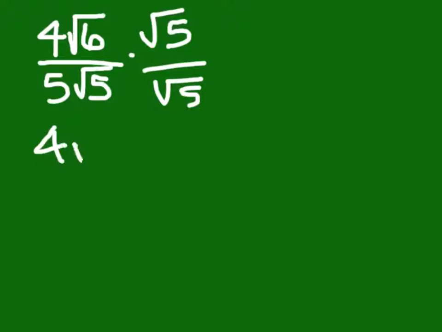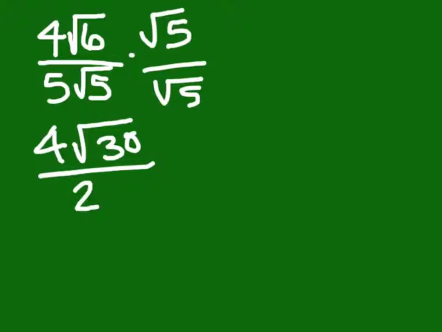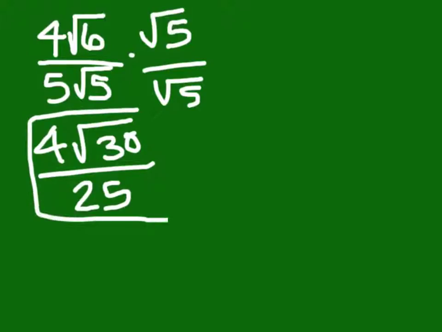So for this one, we start out by multiplying this whole thing by the square root of 5 over the square root of 5. So we have 4 times the square root of 30 over 5 times radical 5 is just 25. And the square root of 30 does not break down, and 4 over 25 does not reduce, so your final answer would be 4 times the square root of 30 over 25.